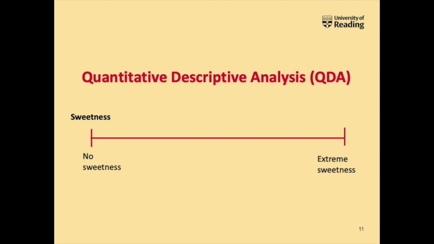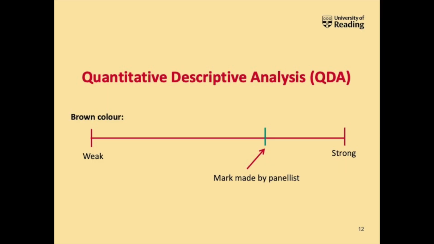So on the screen now is an example of the scale that you will be using today, and it's called a line scale, and it's anchored at each end with extremes. So at one end you will have the very low extreme, for example, no sweetness, and at the other end you've got the extreme of the scale, which is extreme sweetness. And when you taste the product, you mark on the scale where you think the product fits.